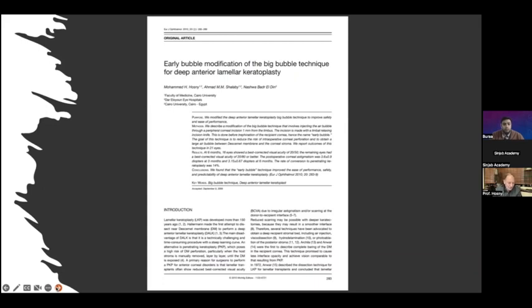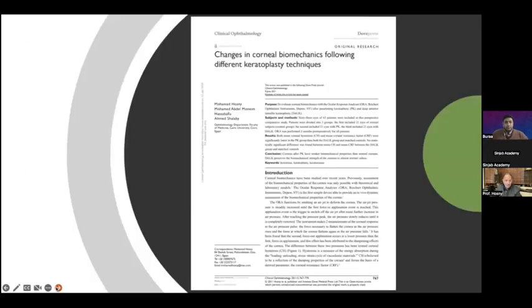We actually stopped using this modification years and years ago. This publication was 13 years ago. But again, this is just to tell you how much this was annoying us and how much this was in the center stage of the learning curve of doing a DALC, was how not to perforate and how to get a decent big bubble.